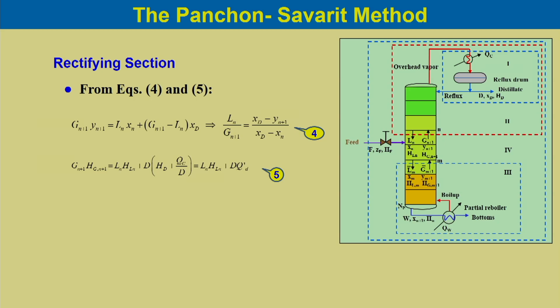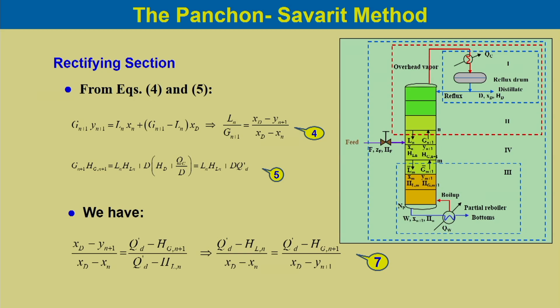Now, from equation 4 and 5, from these two equations we can write Xd minus Y n plus 1 divided by Xd minus X n would be equal to Qd dash minus HG n plus 1 divided by Qd dash minus HLn, and then we can rearrange it: Qd dash minus HLn divided by Xd minus X n would be equal to Qd dash minus HG n plus 1 divided by Xd minus Y n plus 1. So, this is equation 7.